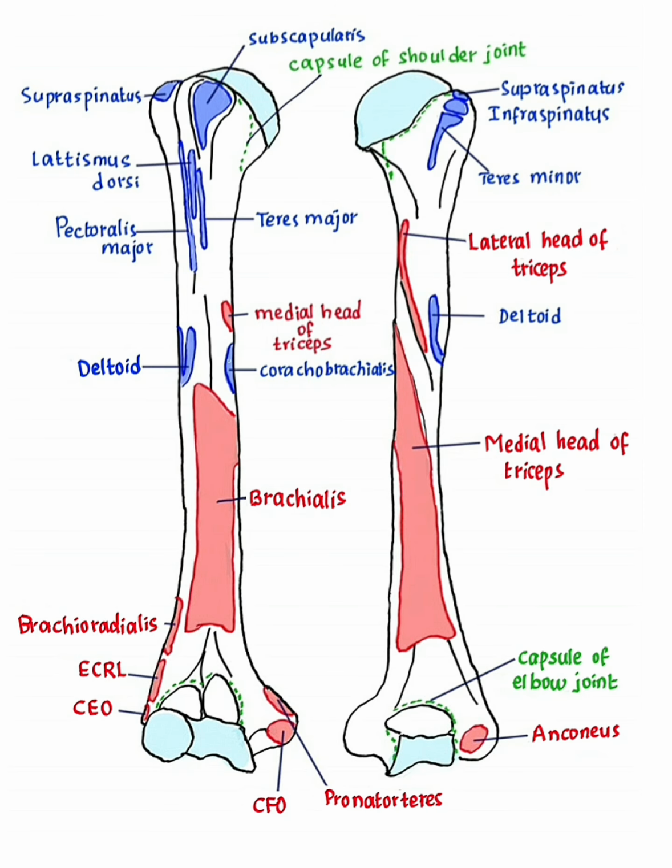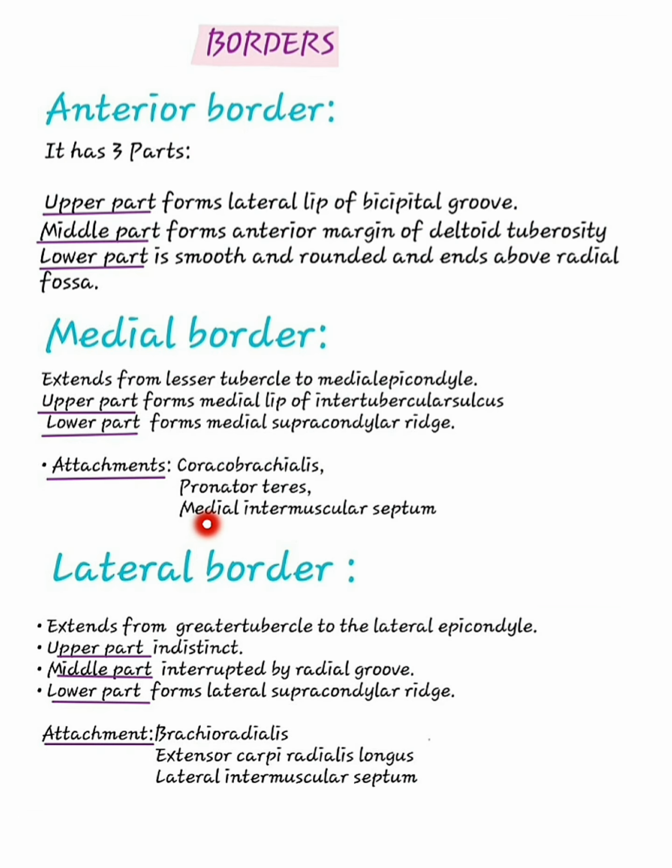Coracobrachialis inserts on the middle of the medial border of the shaft of the humerus. Pronator teres arises from the lower one third of the medial supracondylar ridge. The medial intermuscular septum is attached to the medial supracondylar ridge.